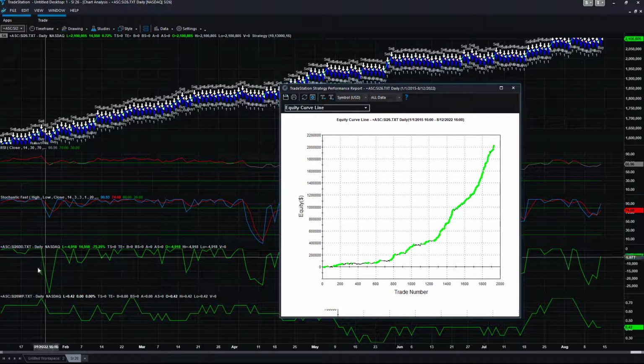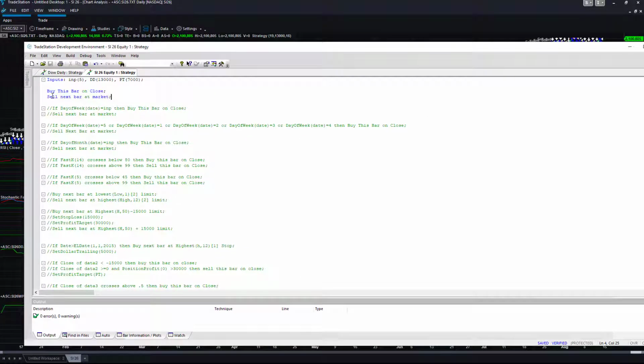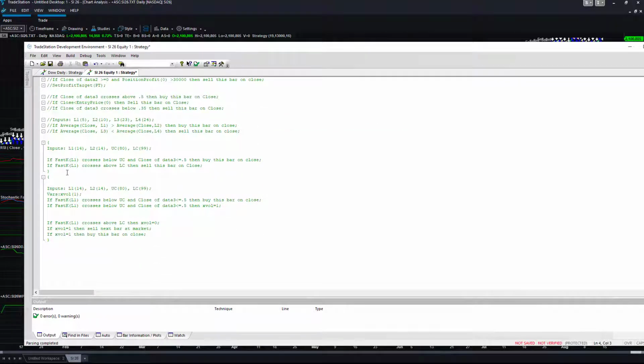I also want to show you one of the top strategies that we looked at. We wanted to time this, so we came in here and scrolled down, and we said, okay, if the fast K stochastic crosses below UC, which is 80, which is still a high level, and the close of data 3 is less than or equal to 0.5, meaning the percentage of winning days over the last 12 days is less than 50%, then we buy this bar on the close. And if fast K crosses above LC, which is above 99, then sell this bar on the close.